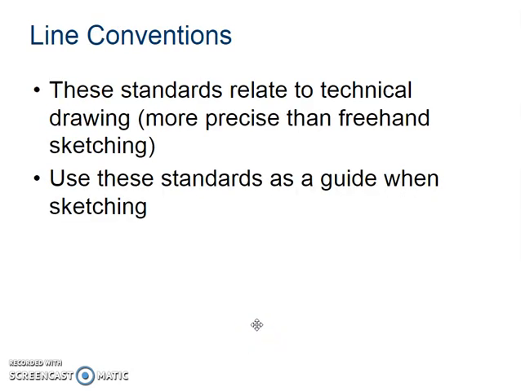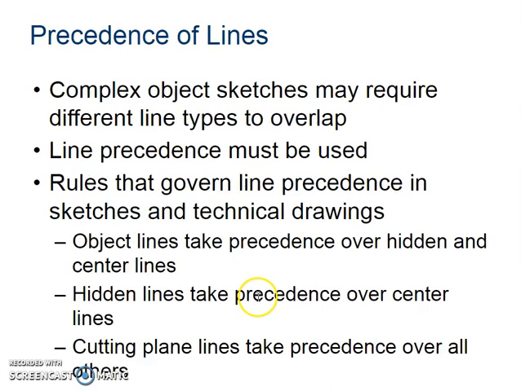So looking at drawings, there's different types of lines that take precedent over other lines, because you might have some different ones that go through. As we get more complex objects, more lines will show up at once. So what are the 3 rules we got to remember? Object lines take precedent over hidden lines and center lines. Hidden lines take precedent over center lines, and cutting plane lines take precedent over all others. We'll talk about cutting plane lines in about Unit 7 later on this year.